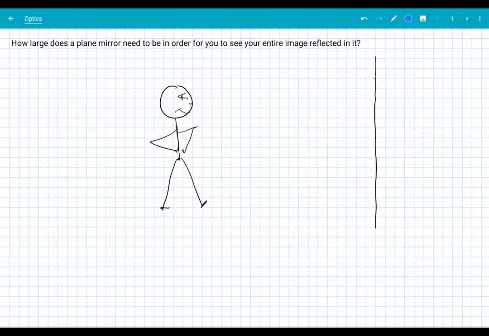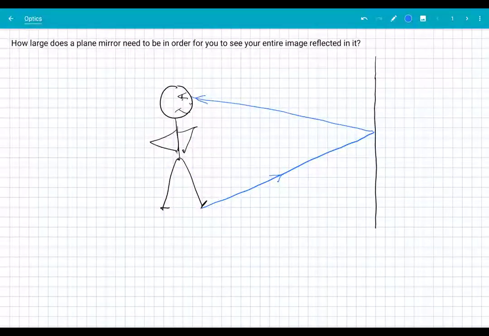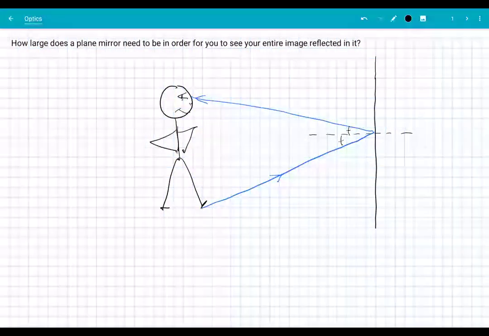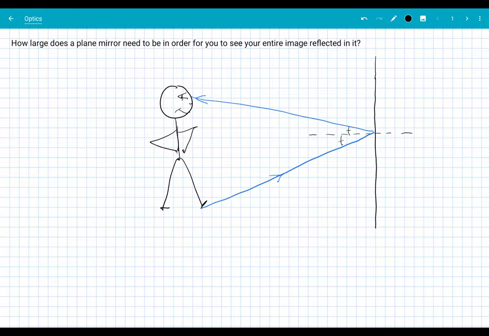So I can start by saying that, okay, this person needs to see their feet. So what does that mean? That means that we need light to travel from their feet to the mirror and from the mirror to their eyes, right? So we're talking about light traveling this way here, bouncing off the mirror. And that light would be following the law of reflection. So I could put in my surface normal here and know that these two angles here were going to be the same, right? Following the law of reflection. Great. So you see already that sort of gives us a lower boundary for the size of that mirror.